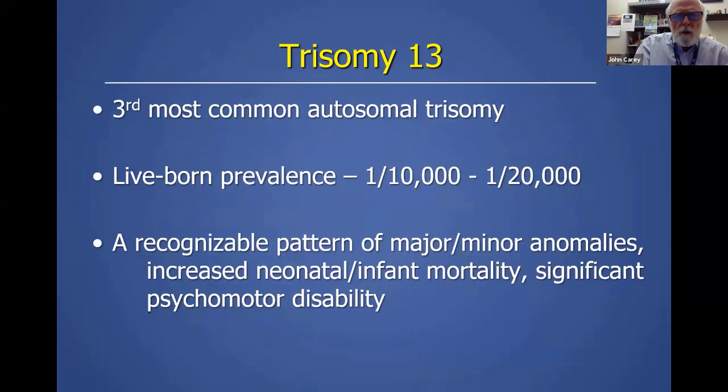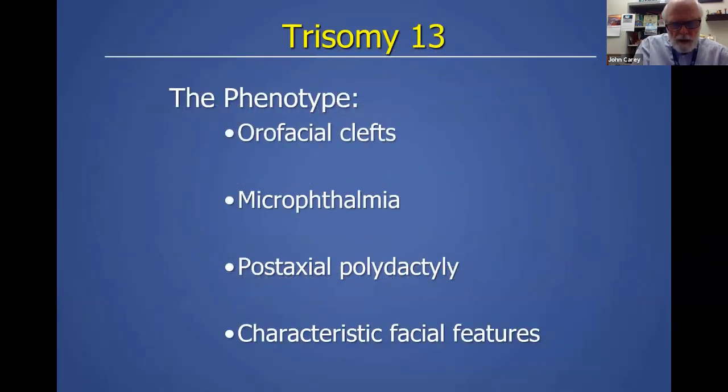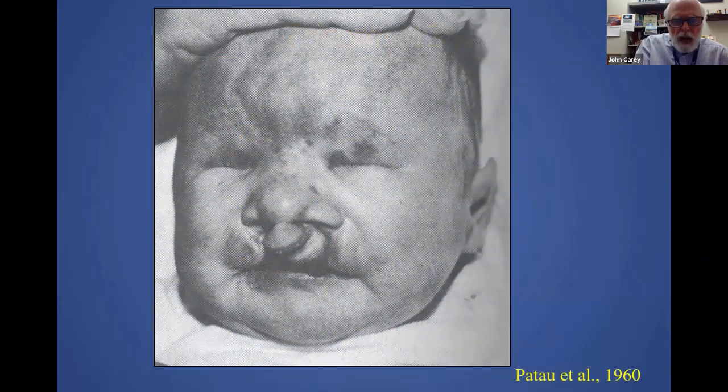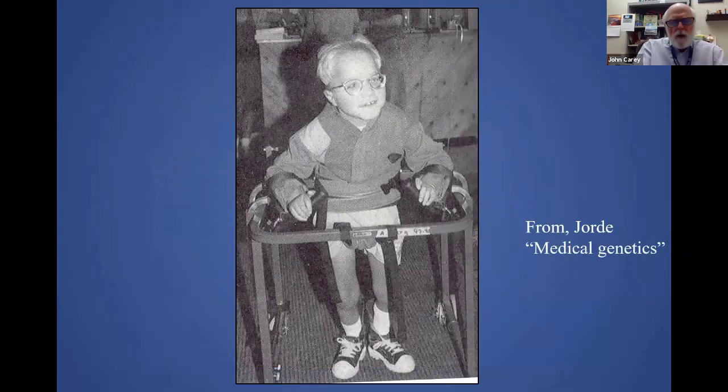Trisomy 13, the third most common autosomal trisomy, about 1 in 12,000 newborns, also a known pattern. As you know, clefts of the lip and palate, small eyes, and extra digits, polydactyly. And there's Dr. Patau's first patient, reported in 1960. The paper on Dr. Patau's patient was in the same issue of the medical journal as Dr. Edwards' paper in 1960. There's Aaron, one of my longtime friends with trisomy 13, who I knew over the years coming to SOF meetings. His family were kind enough to have his picture in Jorde's textbook over the years.